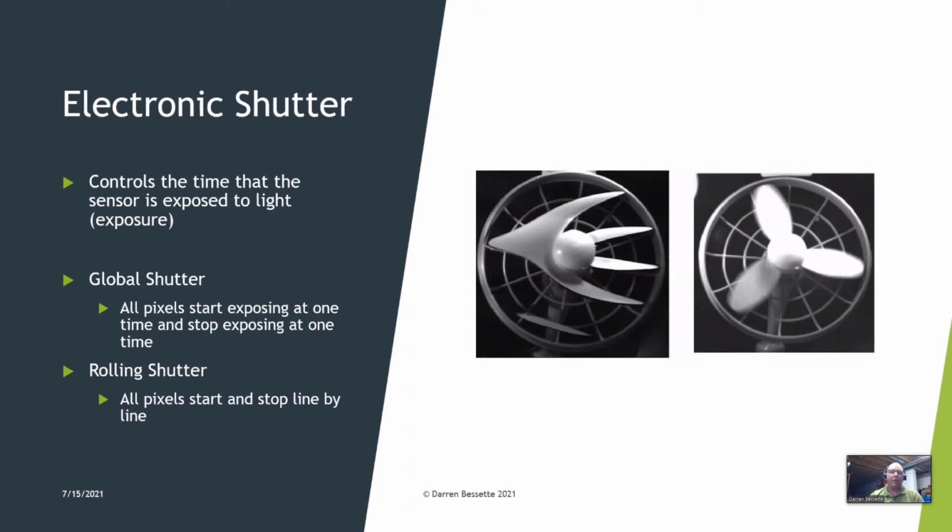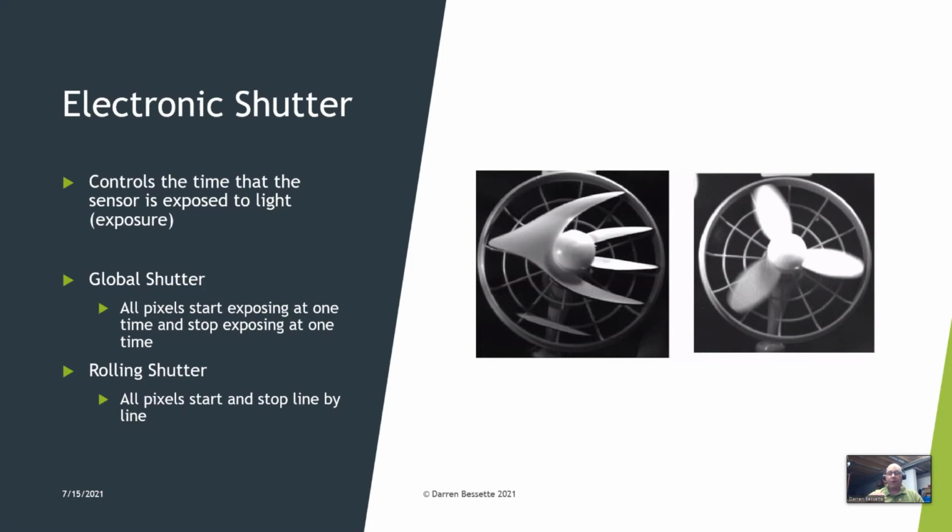The more common one, the cheaper one, the easiest one to make, is what they call the rolling shutter. You can think of the rolling shutter as a curtain being drawn across the sensor. As I want to start my exposure, I pull open the curtain starting from the top of the sensor, and I pull it down and let each row start exposing.